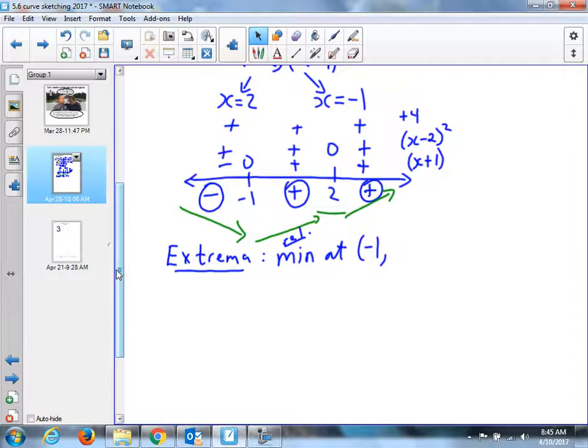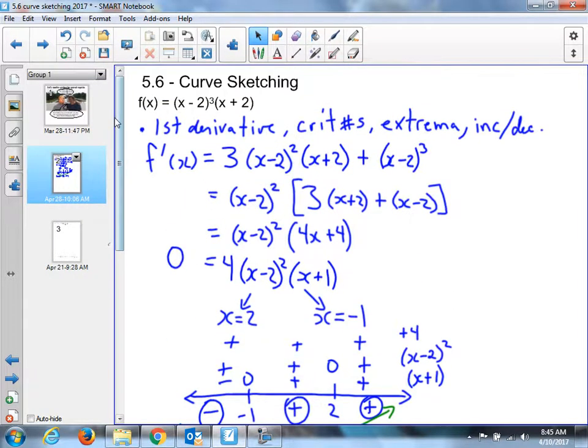I don't actually know what the min value is. How would I find it? Put it into the original. Because if you put it into the derivative, you're going to get 0, right? So, -1, we can do this in our heads. -1 minus 2 is -3. Cubed is -8. Now stop me, because -2 times -2 times -2 is -8. Times -1 plus 2, so it's 1, right?